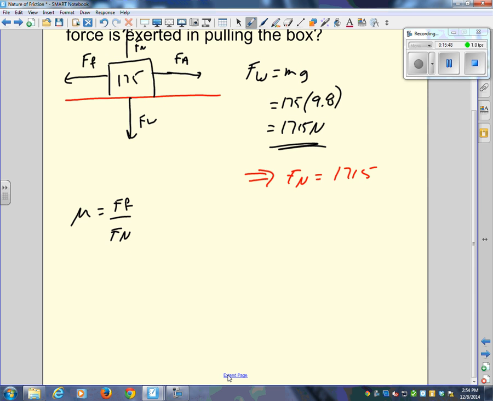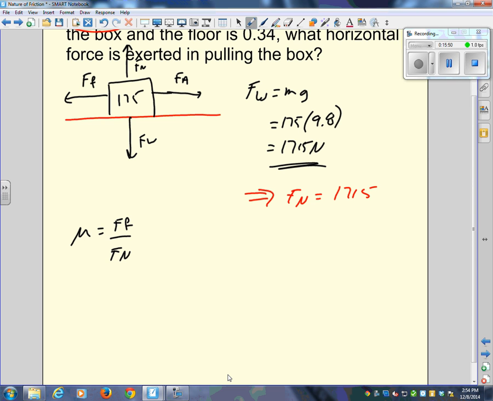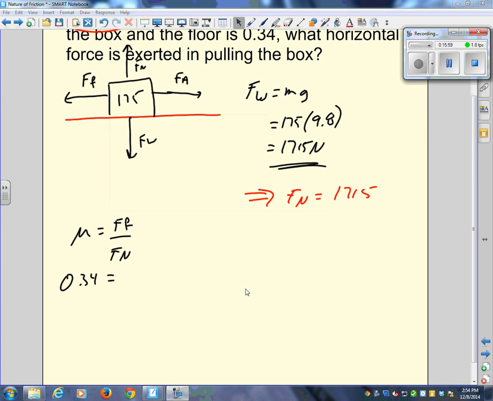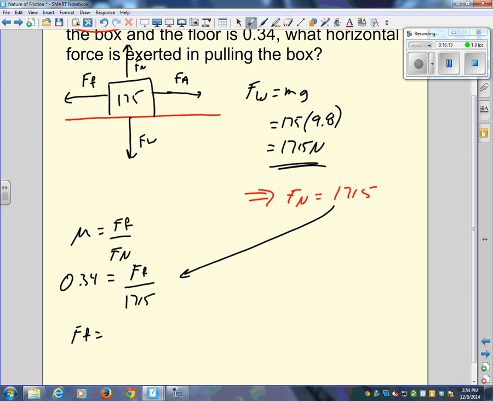Our mu value is 0.34. Notice how I'm lining up my equal signs. Friction force is what we don't know. My normal force is what's going in there. And how am I going to solve this? 1,715.